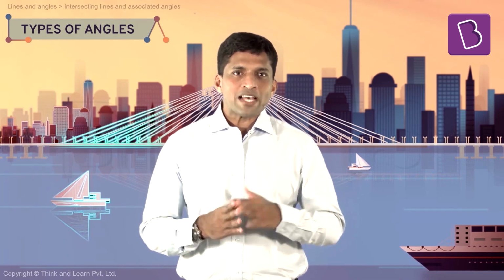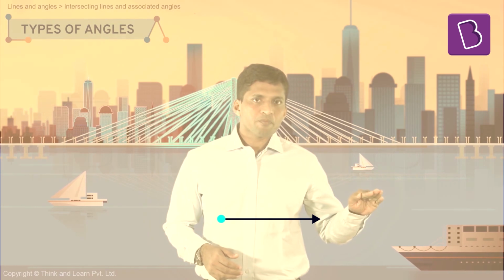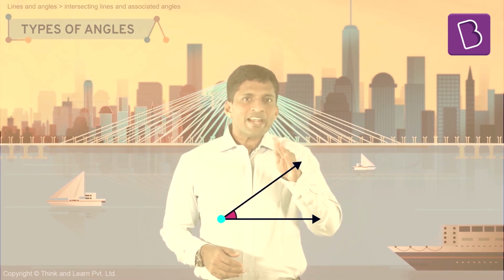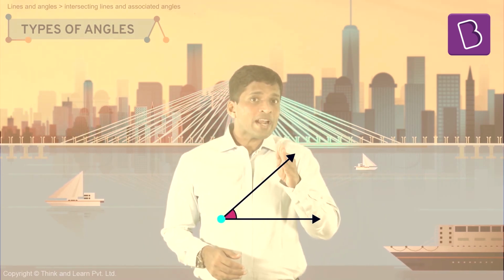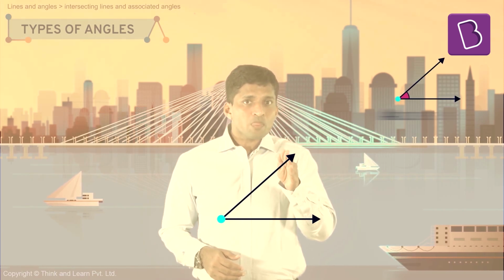Let's understand types of angles. For that, to simplify, let's visualize and we'll start naming them as and when you visualize angles. So you start with a ray, start rotating. When it's between 0 and 90, we call it an acute angle.